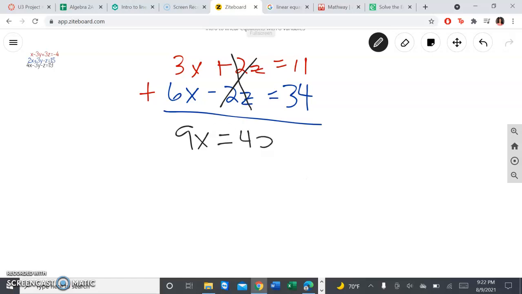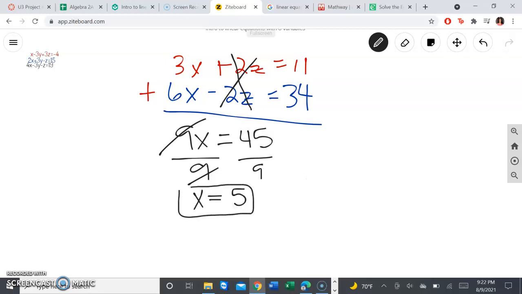So 9x equals 45, dividing by 9 to get x by itself. And then x equals 45 divided by 9, and that is 5. So x equals 5. So now we have one variable, two more to go. So now I'm going to be using the answer of x equals 5 to plug it into the equation that is above, either 3x plus 2z equals 11 or 6x minus 2z equals 34, and that will give us another variable.